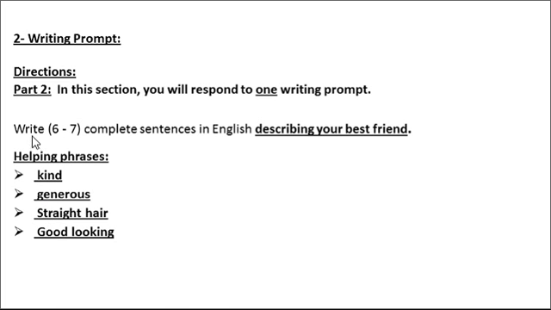This question says you have to write 6 to 7 complete sentences in English. So don't write 2 sentences or 3 sentences, because you will not get the full mark. So you have to write between 6 to 7 complete sentences here. In the real exam, inshallah, next week, read the question. If the question says write 7 to 8 sentences, then you have to write 7 to 8 sentences. And read carefully what the topic of the question is. Describe your best friend. So don't talk about something else.